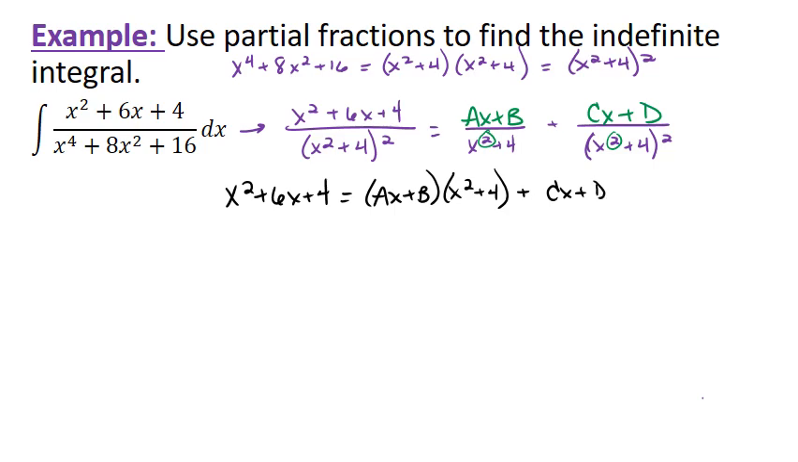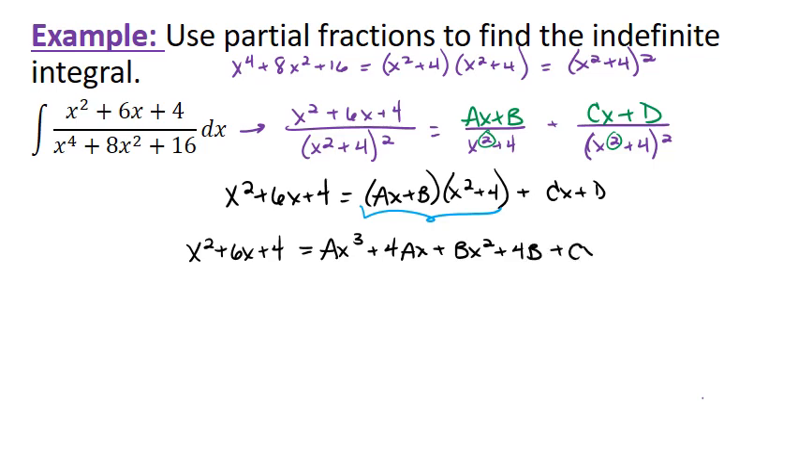Okay, now what I'm going to do is FOIL this. So when I FOIL this, I end up with the following. I have x squared plus 6x plus 4 is equal to ax cubed plus 4ax plus bx squared plus 4b plus cx plus d.